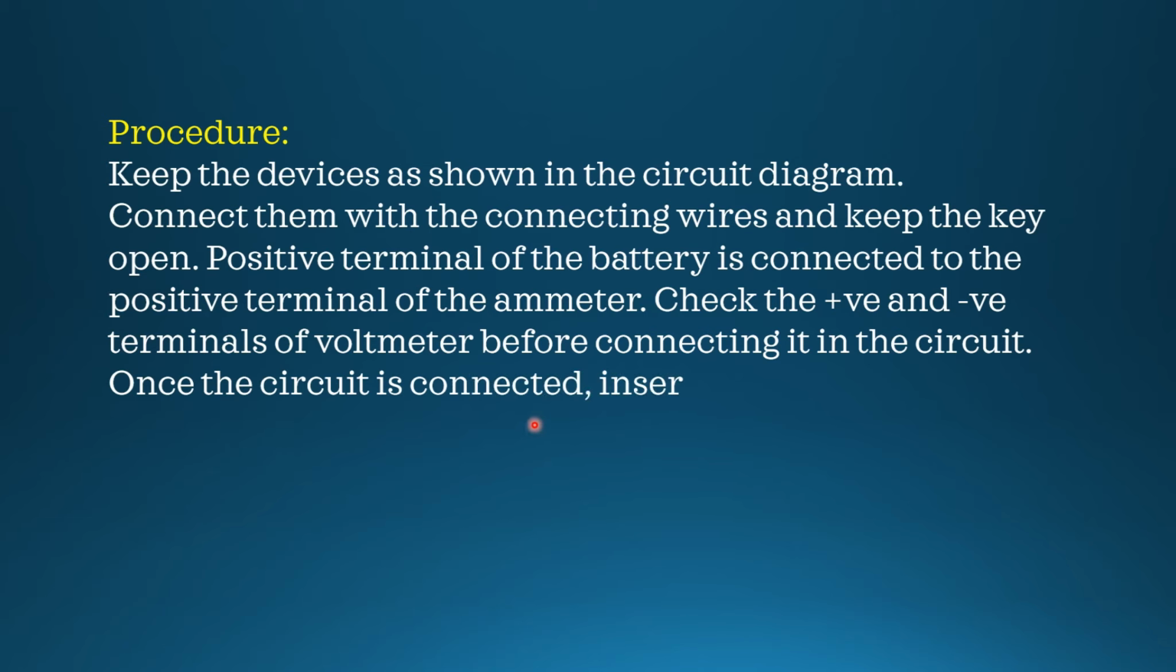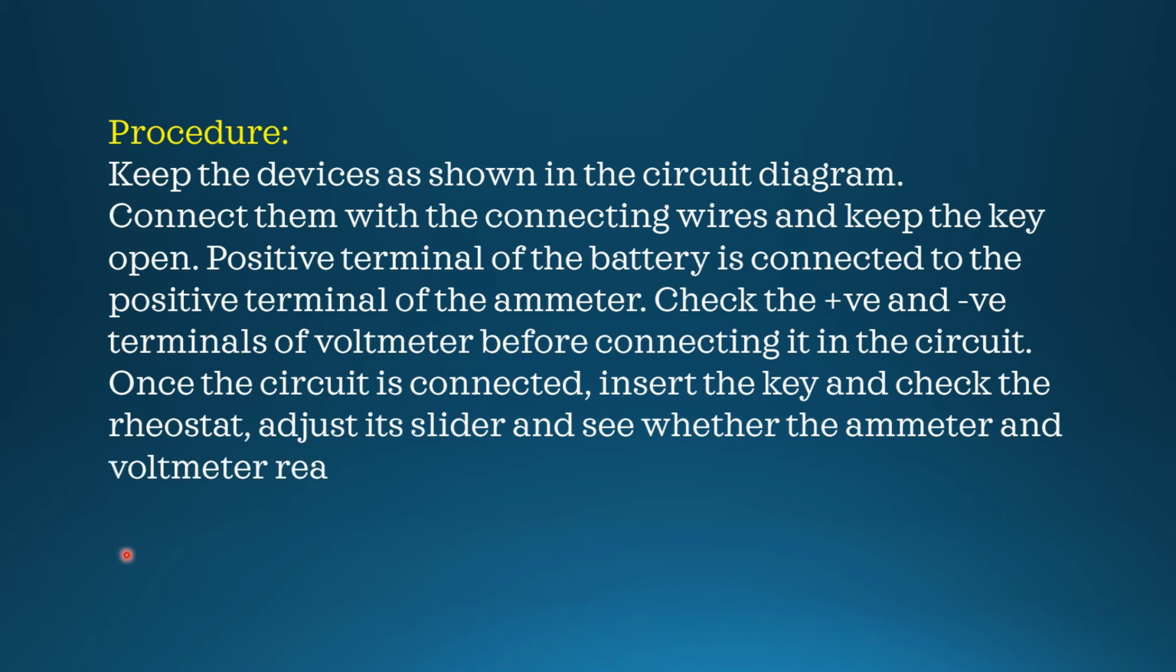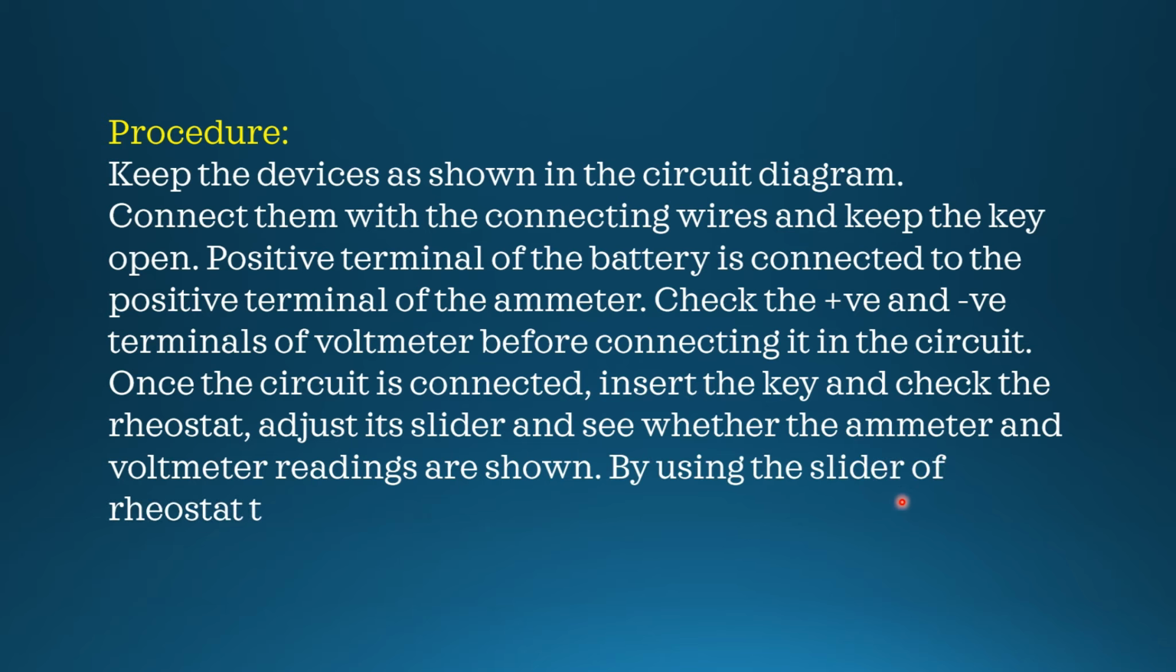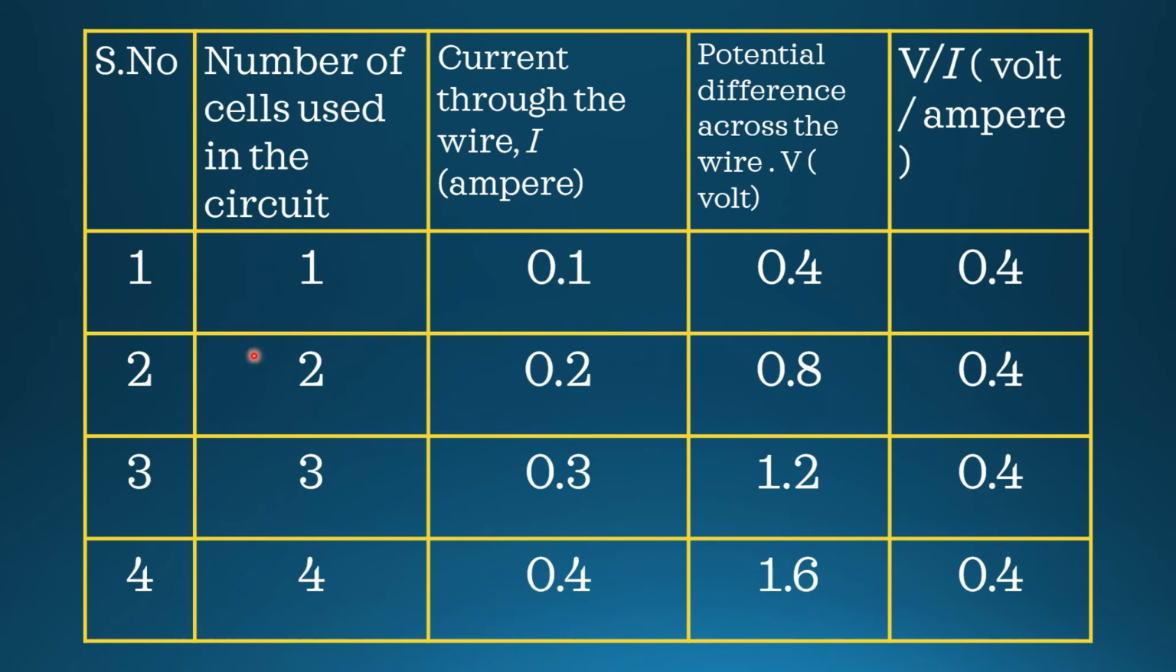Once the circuit is connected, insert the key and check the rheostat. Adjust its slider and see whether the ammeter and voltmeter readings are shown. By using the slider of the rheostat, take three different readings of current I and voltage V. Next, this is the tabular form we calculate as per the circuit diagram.